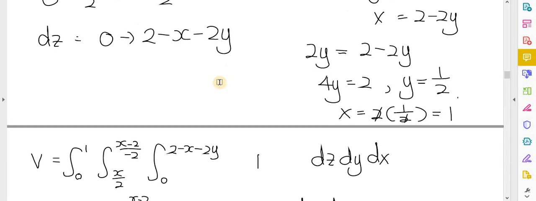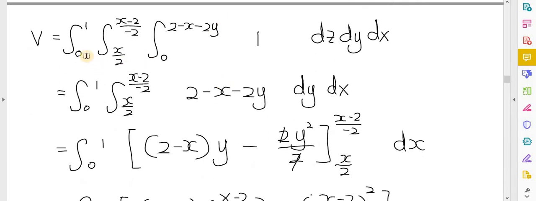At the end I put their intervals into my triple integral, and you have to ensure that the arrangement of dz, dy, dx tallies with the intervals here. For example, dz will be from 0 up to 2 minus x minus 2y. For the dy, you put its interval here, and for the dx, you put the interval here.